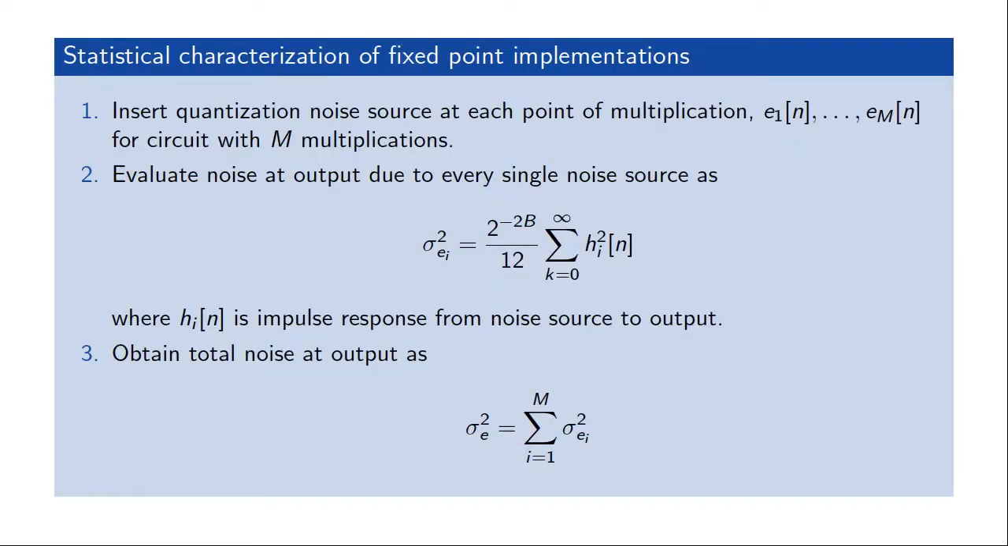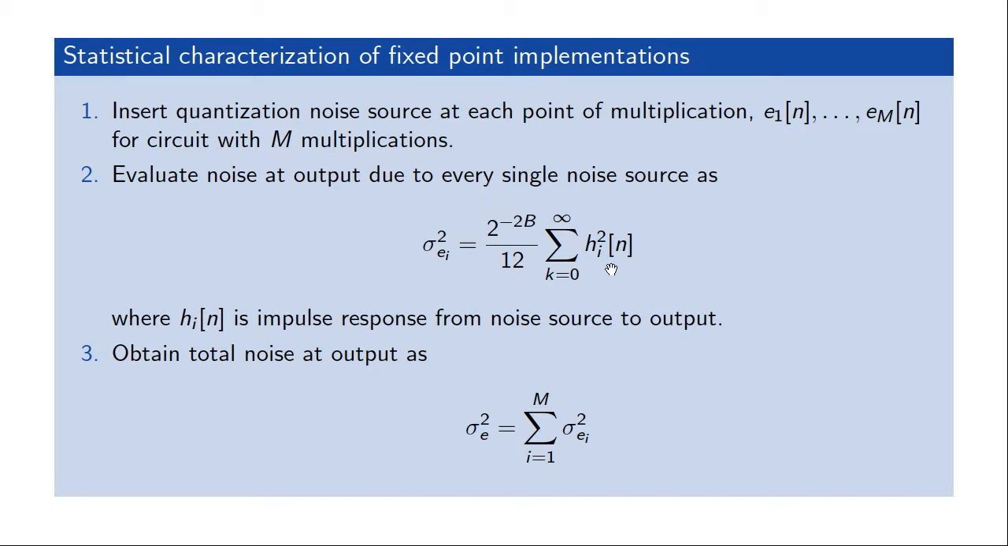Now, this prescribes how to analyze a fixed point implementation of a circuit. So what we would do is we would look for every multiplication which happens within the circuit. At each such multiplication, we would add the noise source E1 to EM if you have M multiplications in the circuit. Then we would look at the contribution of each of these noise sources to the output, and there we would make the assumption that each of these noise sources are uncorrelated, and therefore we can simply add the respective power caused by any particular noise source.